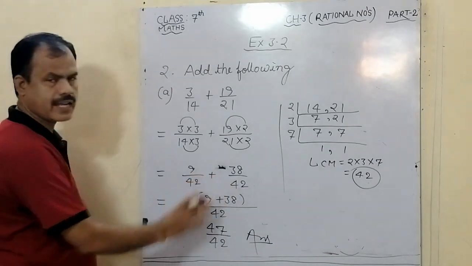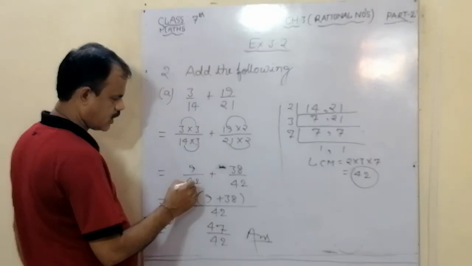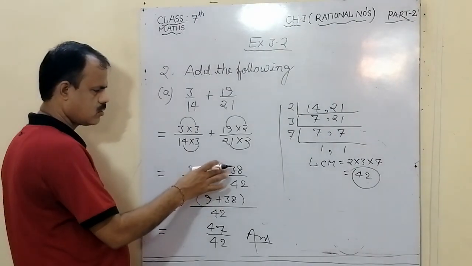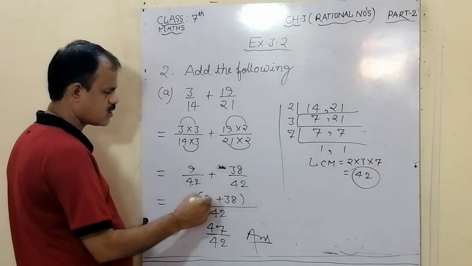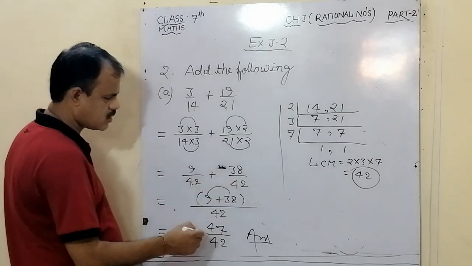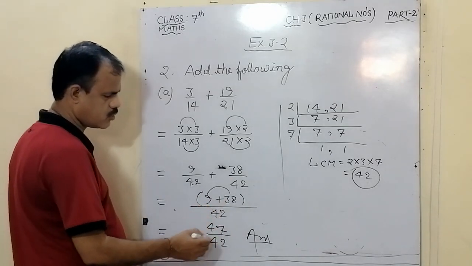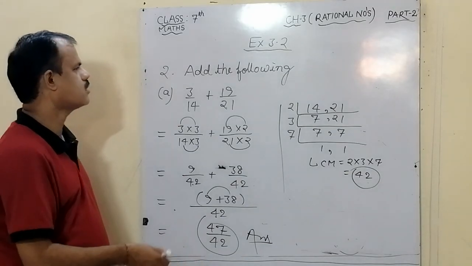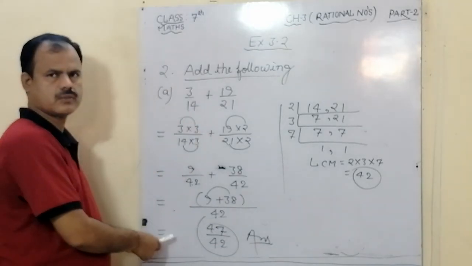Now it becomes like fractions. So for like fractions, again take the LCM 42, and now write the numerators. It is 9 plus 38. Now 9 plus 38 is 47, and upon the denominator 42. So 47 by 42 is the final answer. So unlike fractions, you can solve like that.